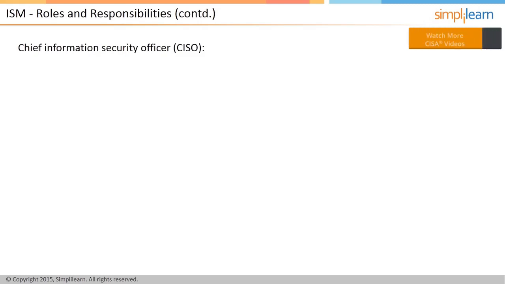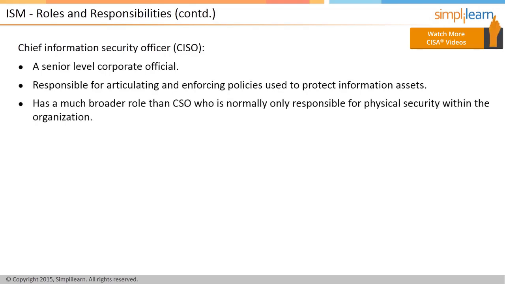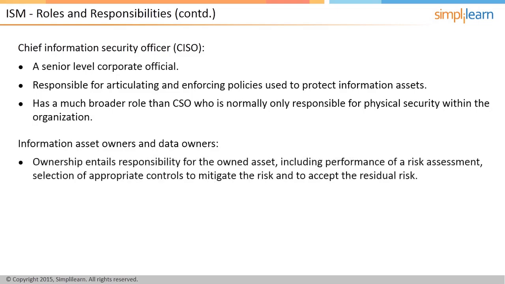The Chief Information Security Officer, CISO, is a senior-level corporate official responsible for articulating and enforcing policies used to protect information assets. He has a much broader role than the CSO, who is normally only responsible for physical security within the organization. Information asset owners and data owners are entrusted with the responsibility for the owned asset, including performance of a risk assessment, selection of appropriate controls to mitigate the risk, and acceptance of the residual risk.